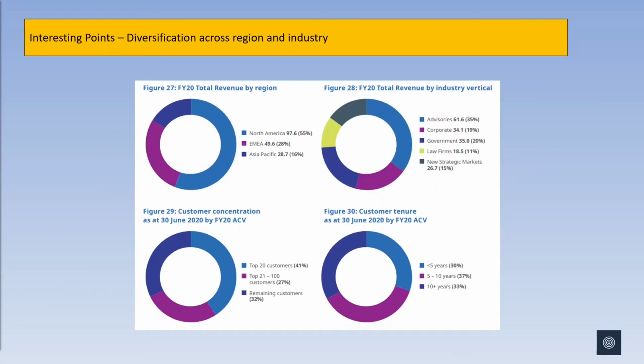A second interesting point is that Nuix has good customer diversification. This diversification occurs across both region and industry. Nuix provides its software to more than 1,000 customers across 78 countries, with 55.5% of its FY 2020 total revenue generated by customers in the United States and Canada, 28.2% in the European, Middle Eastern, and African markets, as well as 16.3% in the Asia Pacific.